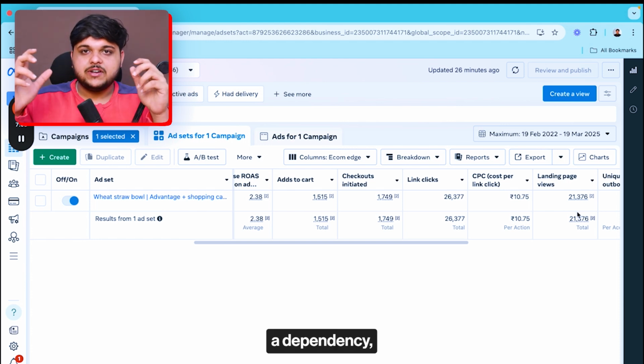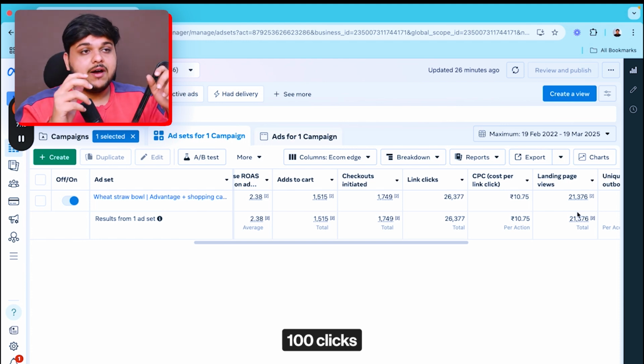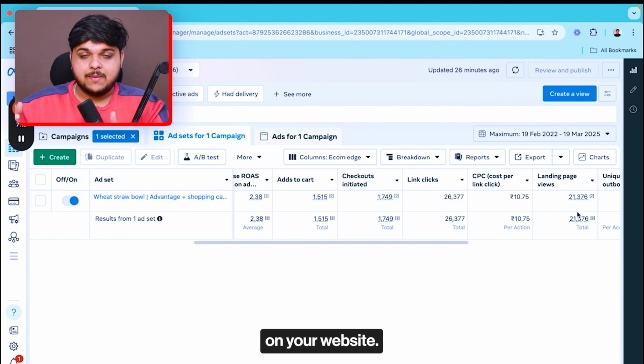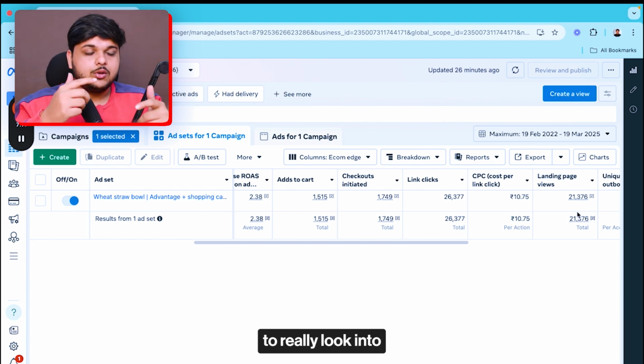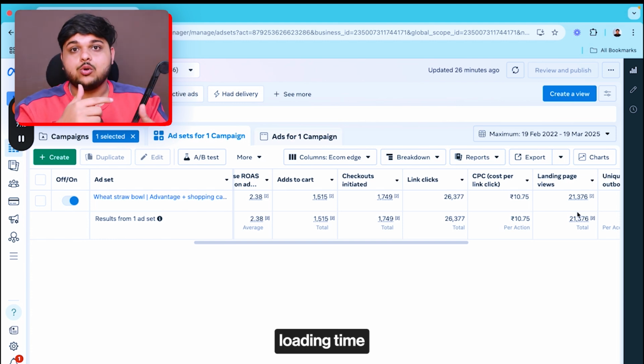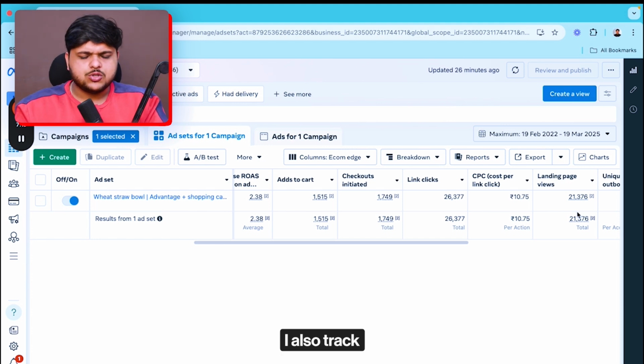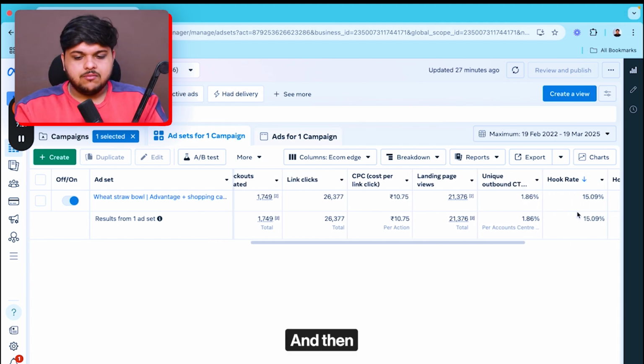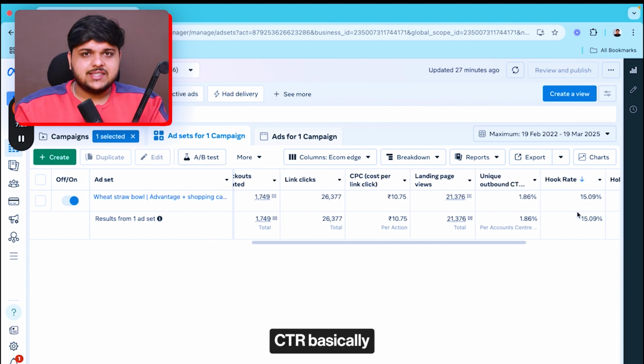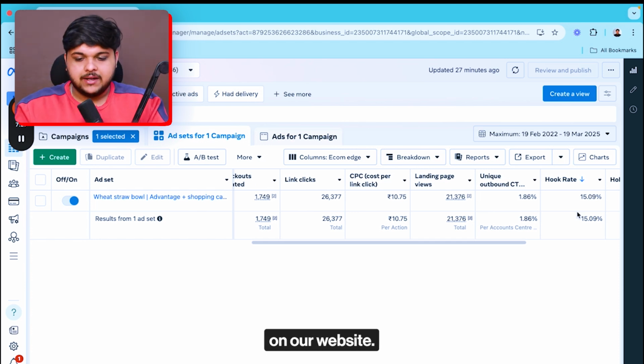This is not that much of a disparity, but sometimes, let's say you have 100 clicks but only 20 people are landing on your website. In that case, you need to really look into your website loading time and all of that. So that's why I also track landing page views here. And then we also track unique outbound CTR, basically the percentage of people who see our ad and click on the link to land on our website.